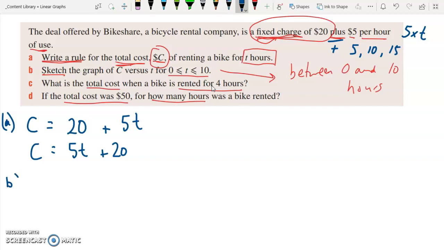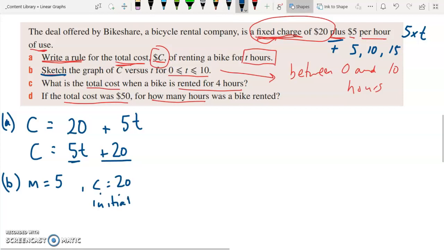Next, part b, we want to sketch this graph of C versus t for between 0 and 10 hours. What's important here is to get what we know. We know that our gradient is 5 and our y-intercept is 20. It's our initial amount. So we're going to start with that here.